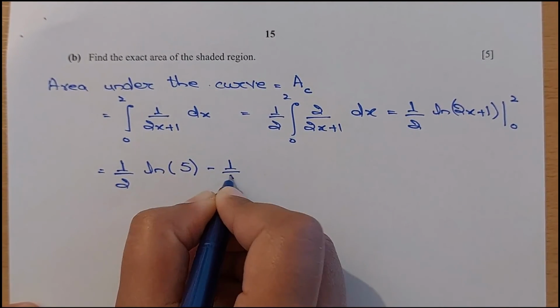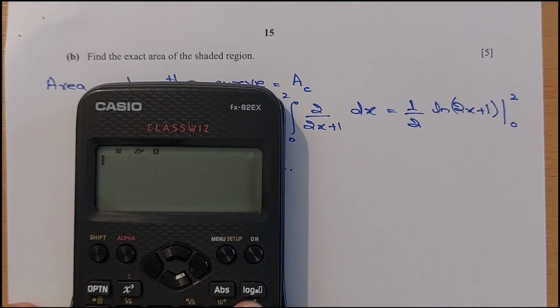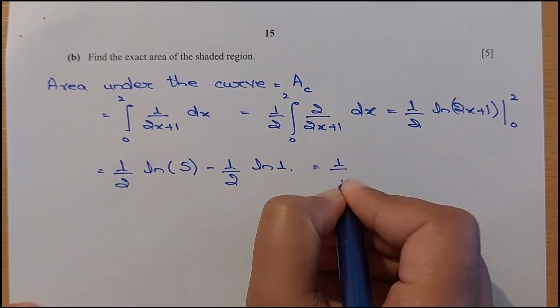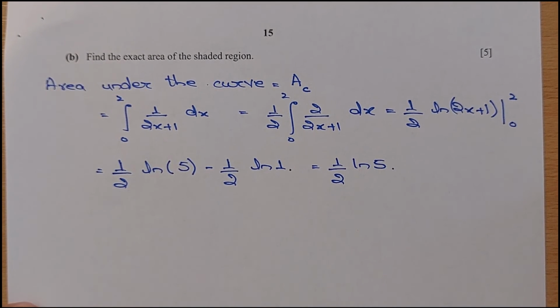Minus lower limits, 1 by 2 natural log of 1. Natural log of 1 is 0, ln of 1 equals 0. So we are just left with 1 by 2 natural log of 5. This is the area under the curve.